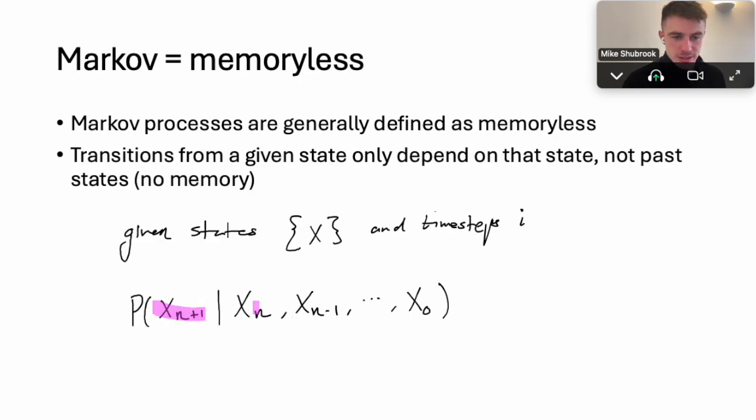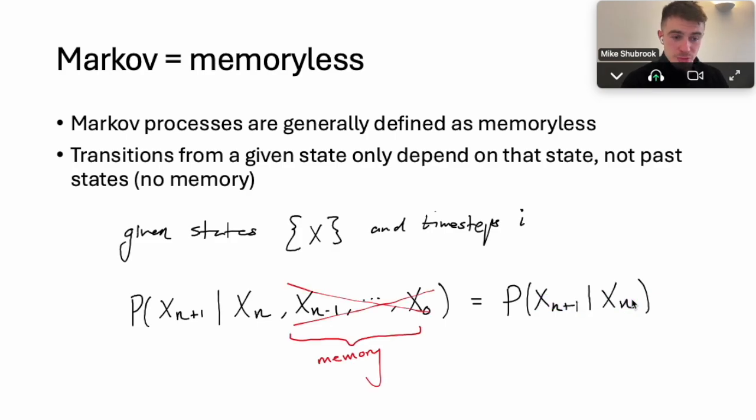So given some set of states x and some discrete time steps i, the probability of going to the next state, given that we're in the current state and given that we were in the state before that, and so on and so on, all the way up to the initial state that we were in, is just equal to the probability of going to the following state given the fact that we're in the current state. So what that essentially means is that all of this memory, all of the past states before the one that we're currently in, don't matter. They don't contribute to this probability here.